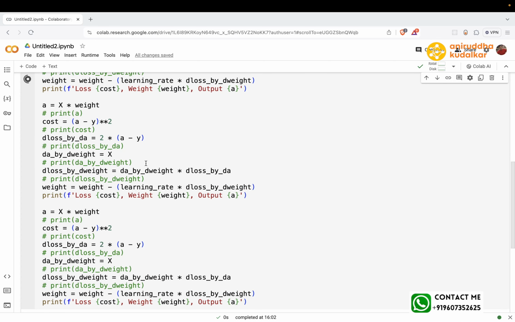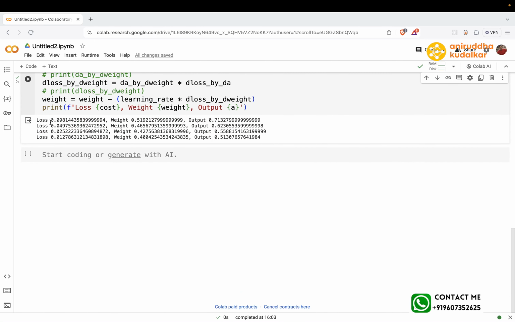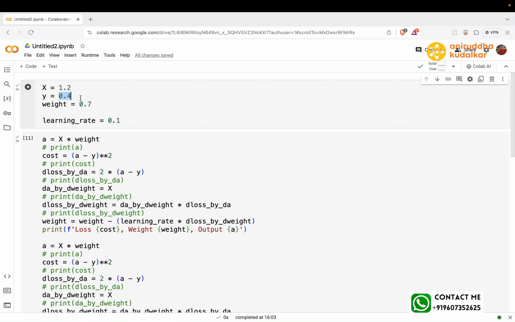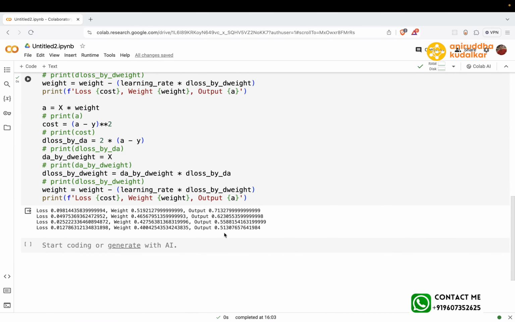And run the project. Here if you see, loss is 0.098, weight is 0.51 whatever, and output is this. Output is output activation. At the second iteration, loss is this, weight is this, output is this. Third iteration, loss is this, weight is this, and output is this. See, what is the desired output? 0.4. Can you see you are reaching to the 0.4?